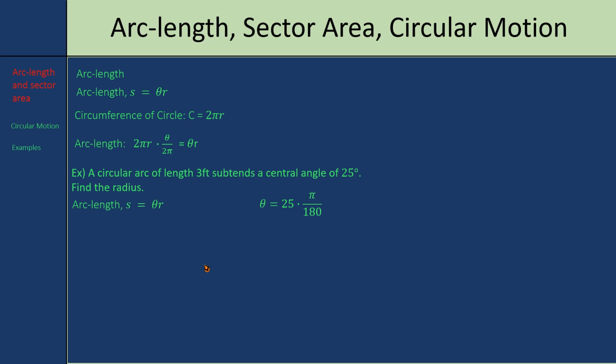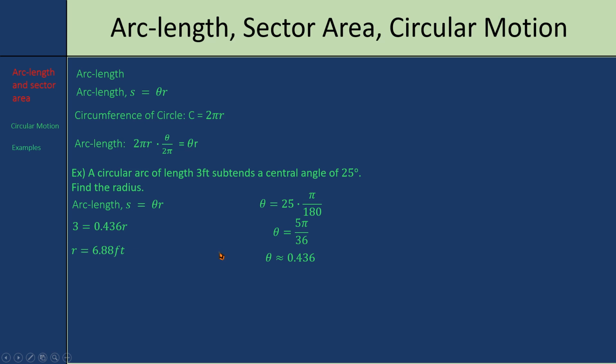So again, multiply by pi over 180. I get 5 pi over 36. Then I can put it into the formula, or find the decimal form and put that into the formula. Now, S is 3, right? Because the arc length is 3. Theta is 0.436. And now I can find the radius.